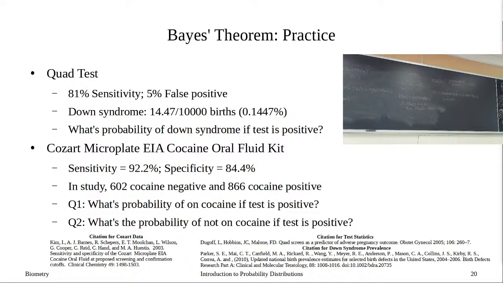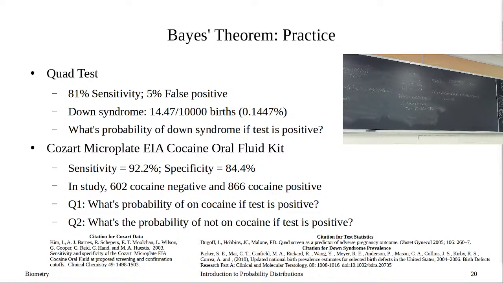All right, so in order to come up with sensitivities and specificities, they actually drew blood from these individuals, and they did a swab, and they tested the blood. No matter what you answered, whether you say you don't use cocaine, the blood test doesn't lie. That's actually pretty darn good. So, in the study, they had 602 cocaine negative, 866 cocaine positive. That was their study. From those numbers, they estimated their sensitivity at 92.2% and their specificity at 84.4%.